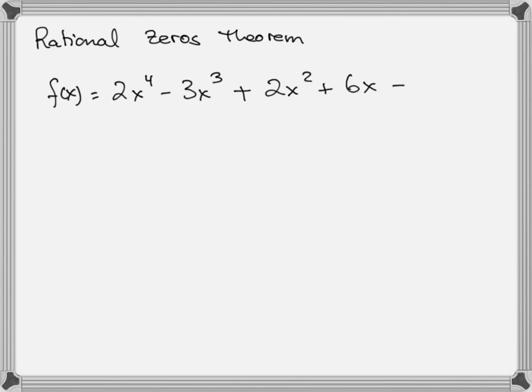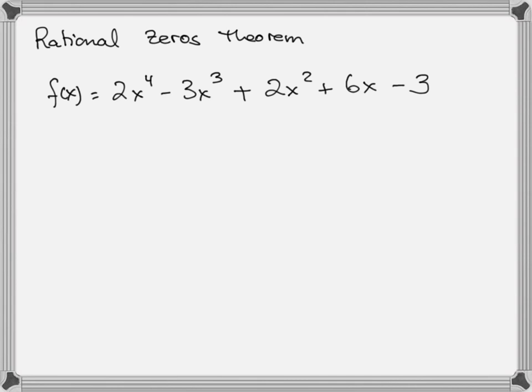Give me a number. 3. Okay, let's use 3. Now this is a polynomial, and I ask you to find the zeros. And you tell me, what? How do you want me to start that?